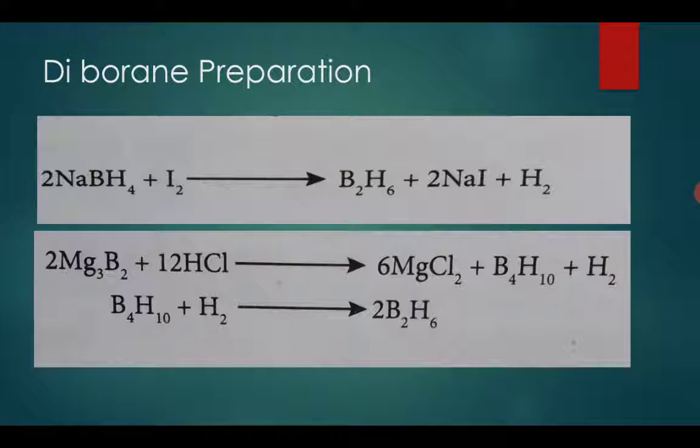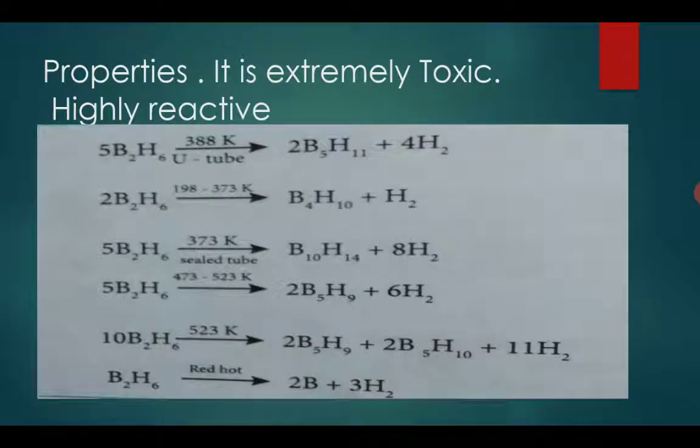The next one is the properties. Diborane is a gas, it is extremely toxic, that is poisonous, and it is highly reactive because it has low thermal stability. There are some 6 reactions given here. Each one takes place at different temperatures.